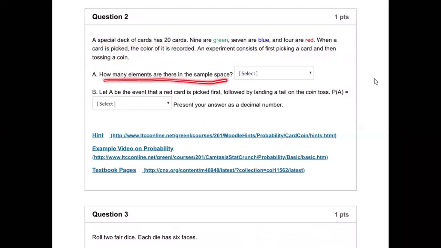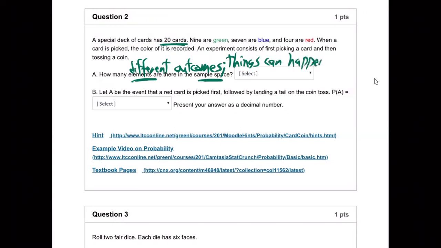How many elements are there in the sample space? Okay, this is a little more tricky. So there's 20 cards, right? So elements in the sample space mean how many different outcomes. That's another way of putting it, probably that's a little more helpful. Different outcomes, like how many different things can happen. How many different things can happen?